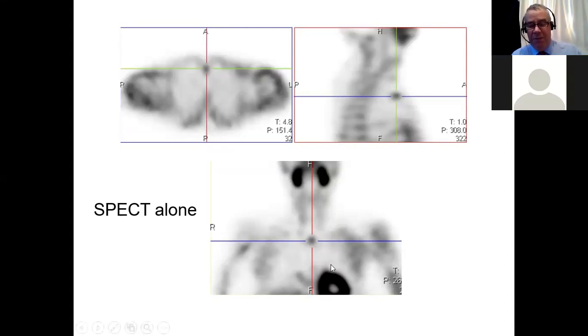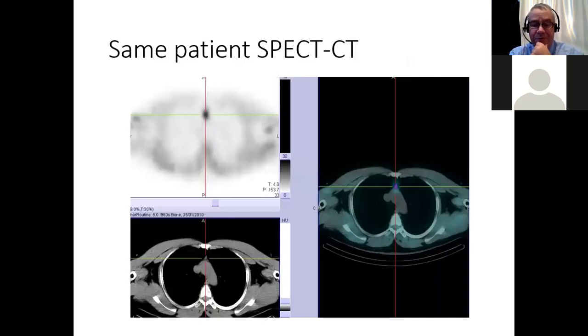And you can tell it's MIBI because there's a very nice bit of myocardium there. And here we have uptake on a SPECT scan, and you can see there is uptake here in the anterior chest. So this is clearly an ectopic parathyroid adenoma. So the easy thing is you have an ectopic parathyroid adenoma. Well, that's the easy bit. Now you've got to do the difficult bit and say exactly where it is. And without CT, that's very difficult.